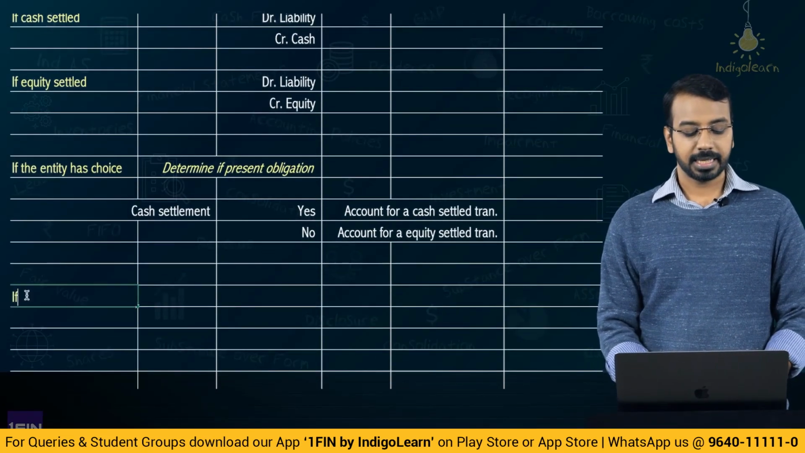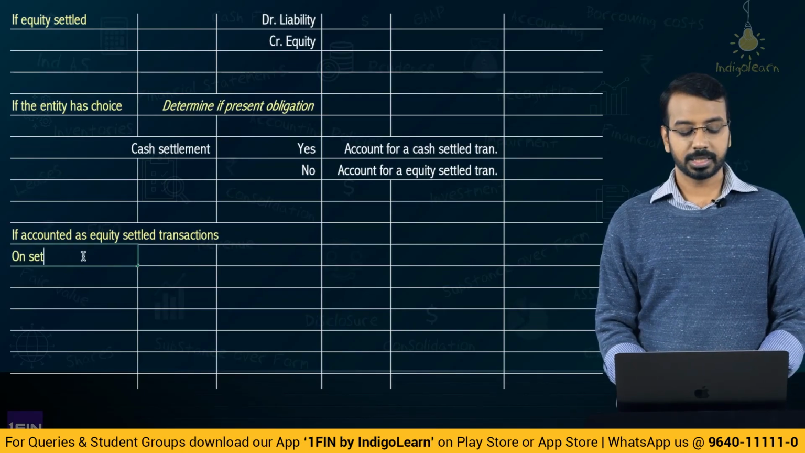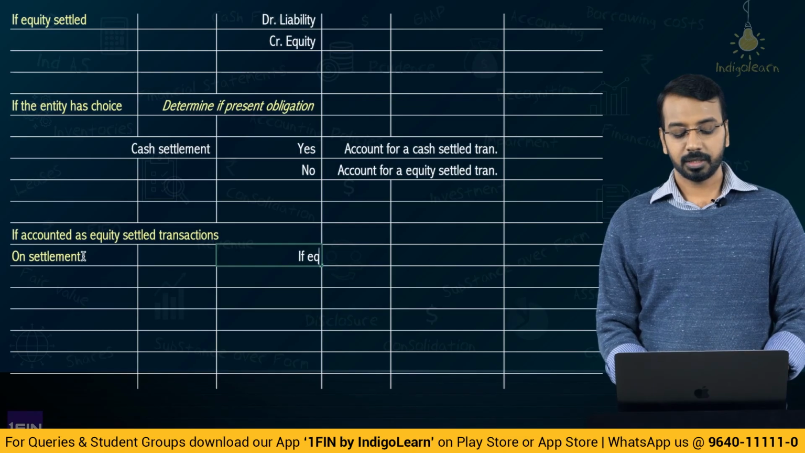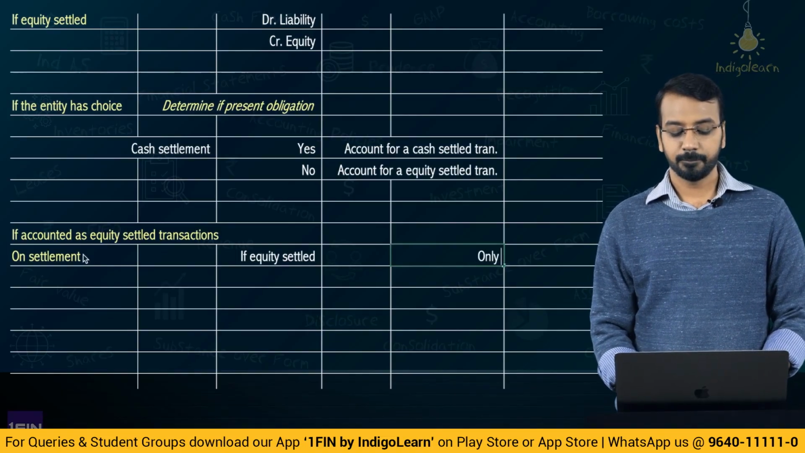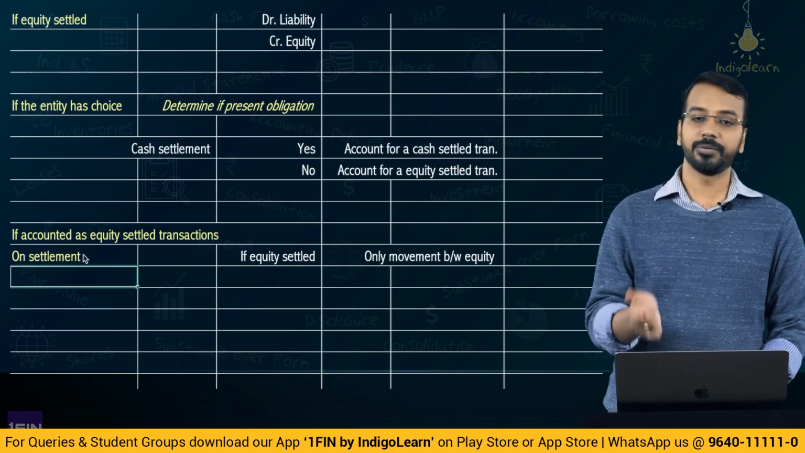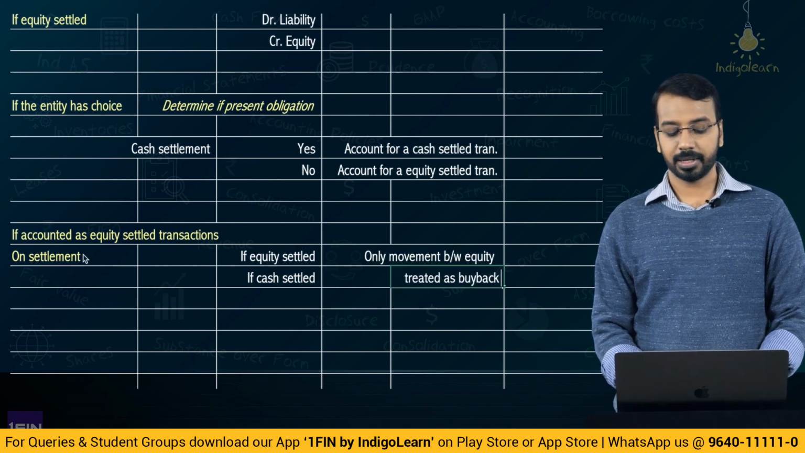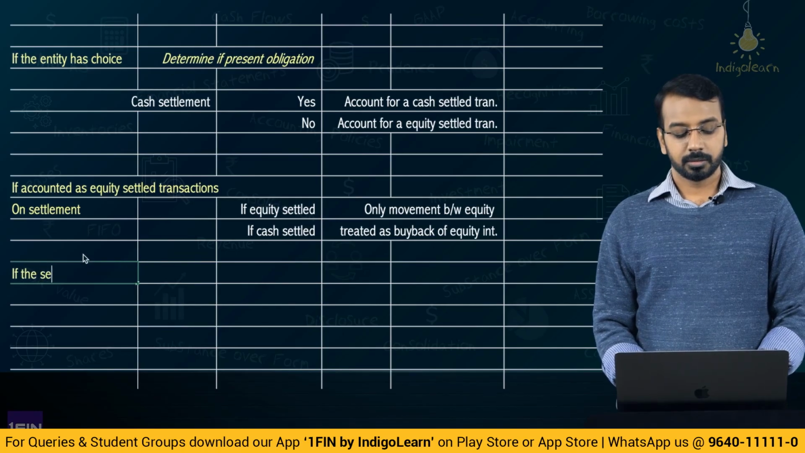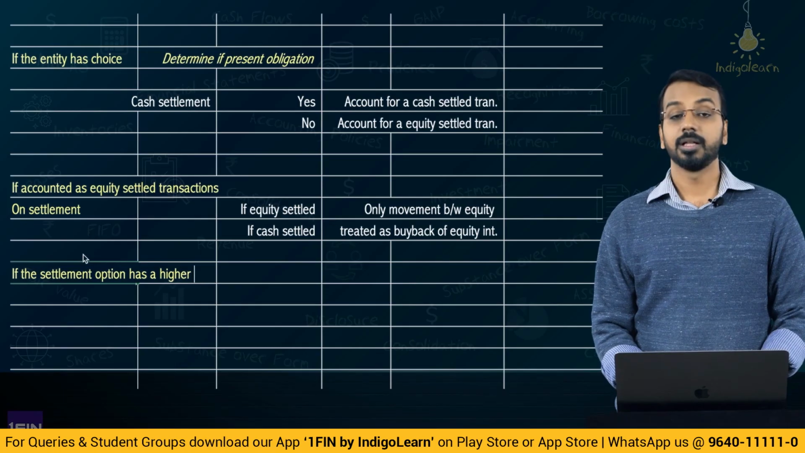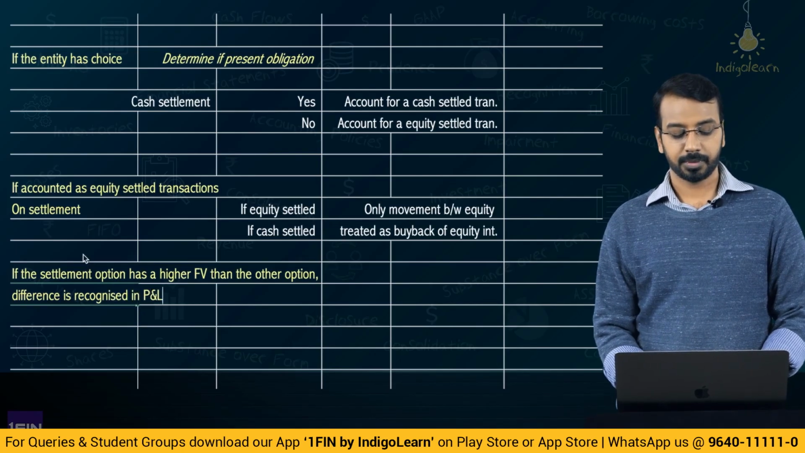Now if you have accounted for it as an equity settled transaction, on settlement, if you have done equity settlement, then no further expenses are recognized, only movement between equity. So you will only move between equity. If cash settled, then it is treated as buyback of equity interest. Then the most important thing that you need to keep in mind is, if the settlement option has a higher fair value than the other option, then the difference is recognized in P&L as expense.